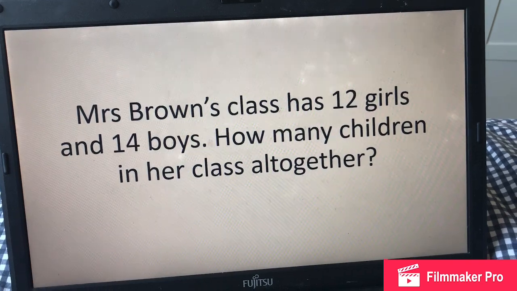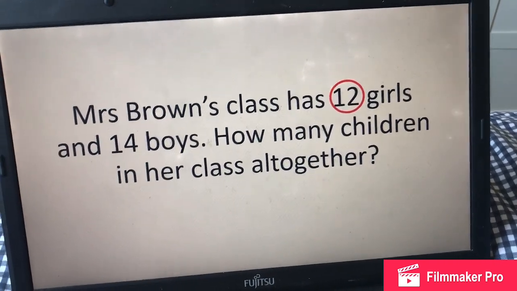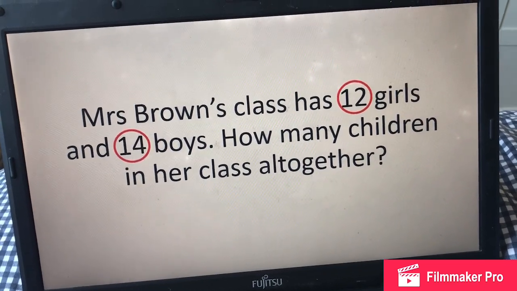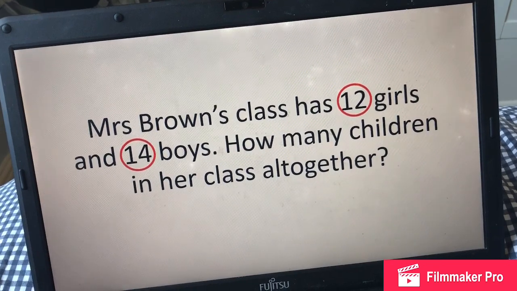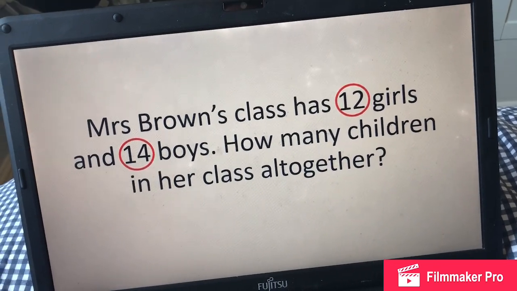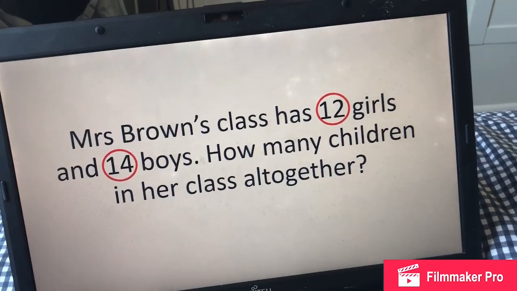So it is quite important to first of all pick out the numbers. So this is what I've done. I've picked out the number 12 and the number 14. So I know that I need to do something with these numbers, but I'm going to look at the vocabulary and see specifically that I know that I have to add these together.